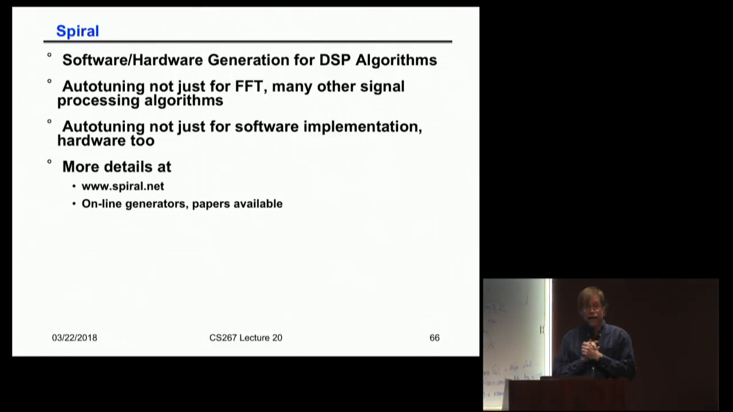There's one other package called Spiral from Carnegie Mellon, and this is intended to generate not just FFT software, but hardware as well, and for general DSP algorithms. At one point they had a website where you could say, I want to do this particular size FFT, I have this particular platform, enter that onto their website, and they would send you back the optimal implementation. Now they have hardware tools too, and I suggest you go to their website for more information.